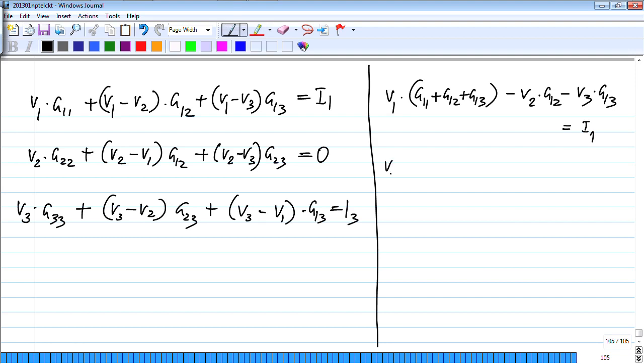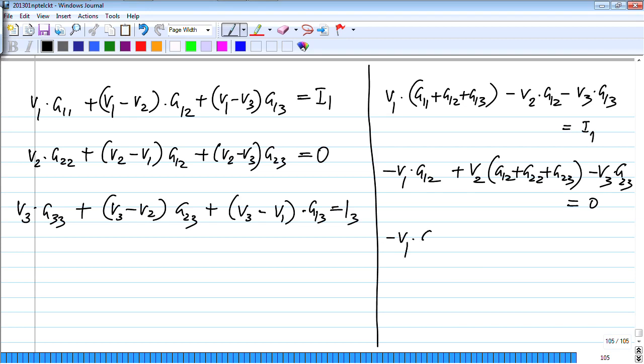Then V2, here I will again write the variables in the same order, minus V1 times G12 plus V2 times G12 plus G22 plus G23 minus V3 G23 equals 0.